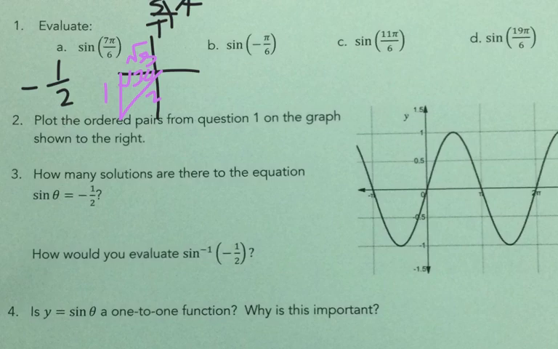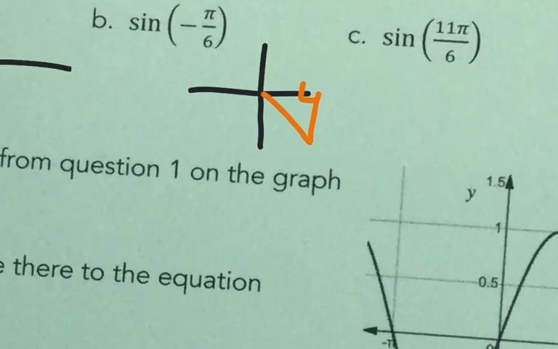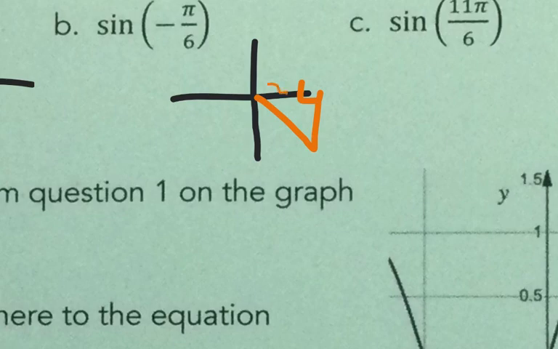B. We want to rotate negative pi over 6. What quadrant would that put me in? In the fourth quadrant, because it's negative. Right, so negative means I'm rotating clockwise, which would put me here. What would be my reference angle? 30. So we've got a 30, 60, 90. Opposite 30 is 1. Adjacent radical 3. Hypotenuse is 2.